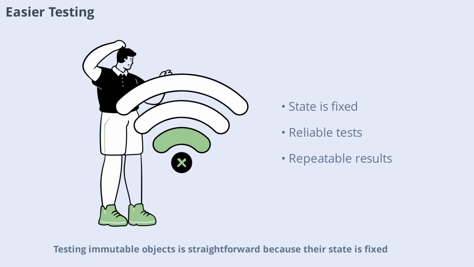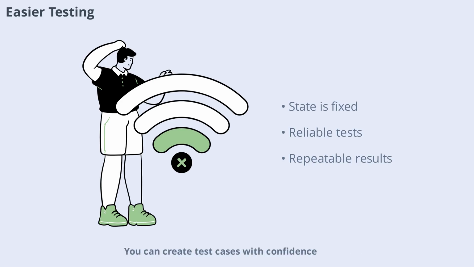Testing immutable objects is straightforward because their state is fixed. You can create test cases with confidence, knowing that the object won't change unexpectedly during the test. This leads to more reliable and repeatable tests.